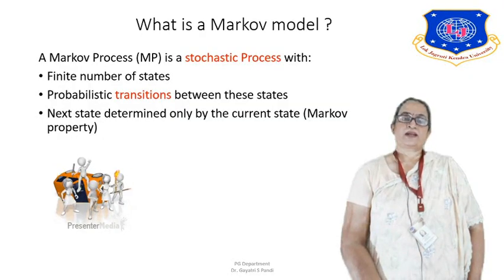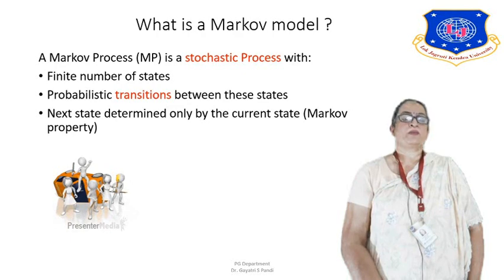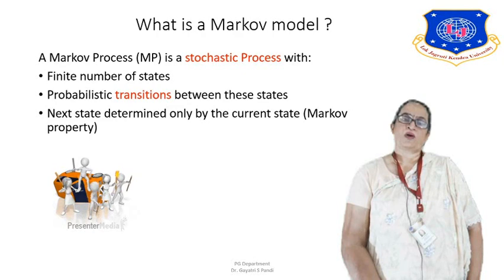So Markov model firstly is a stochastic process and it has a number of states which are going to be finite, and the probabilistic transition between the states always exists here. A transition is always a change between the states, and it is going to be probabilistic here, and the next state is basically determined only by the current state. So this is the Markov property. So this is it about the Markov model.